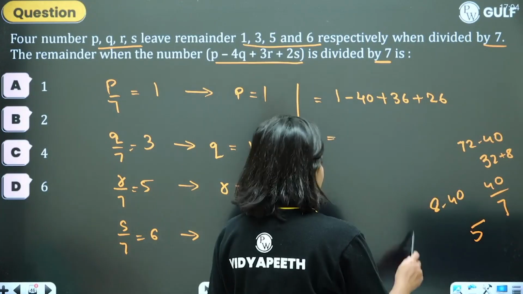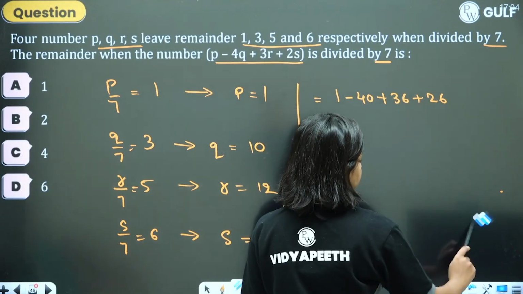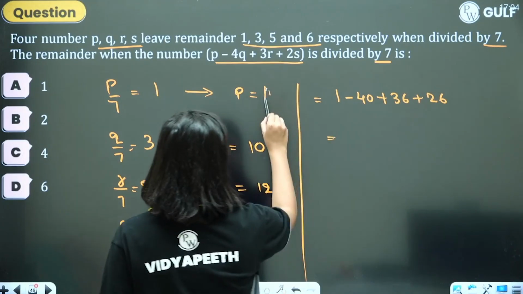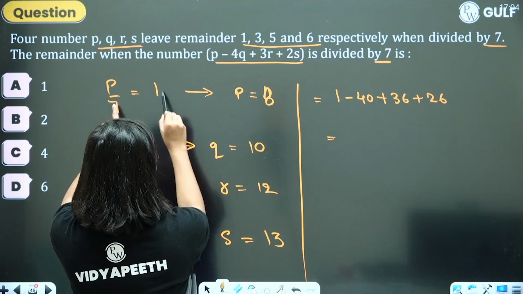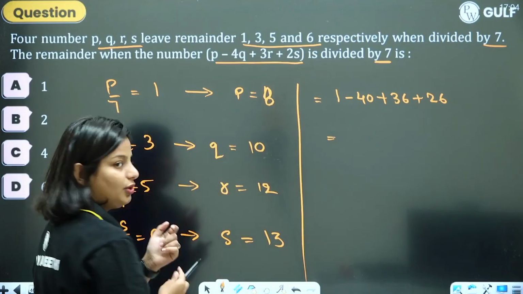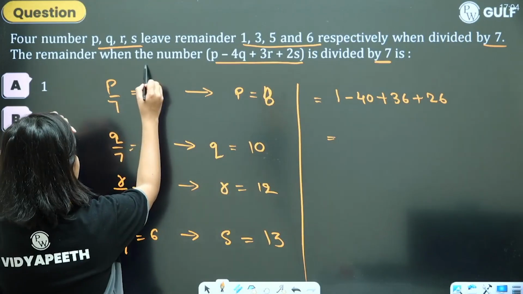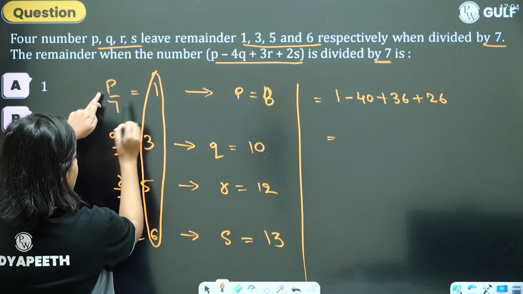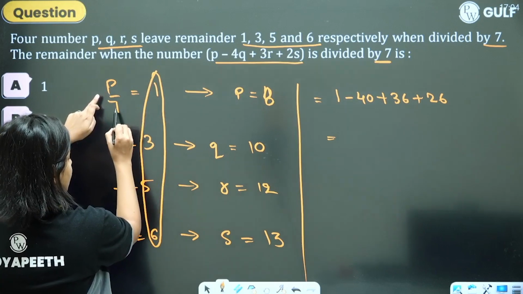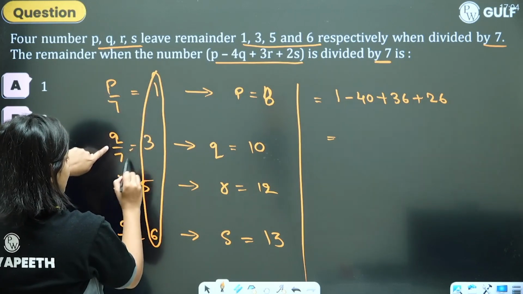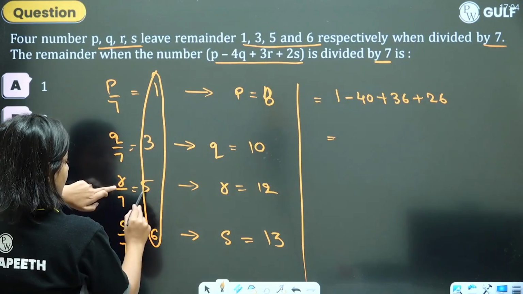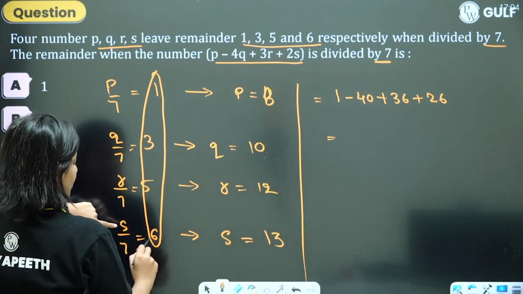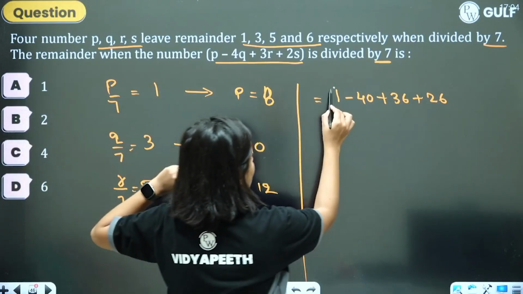Yeah, so in this question again, here it should be 8. And please do not cross multiply and say p equal to 7, q equal to, I'm not doing that. I'm just thinking of these numbers as the remainder. Which number divided by 7 will be 1? So 8 upon 7 will give remainder 1, 10 upon 7 remainder 3, 12 upon 7 remainder 5, 13 upon 7 remainder 6. So this is 8, not 1.